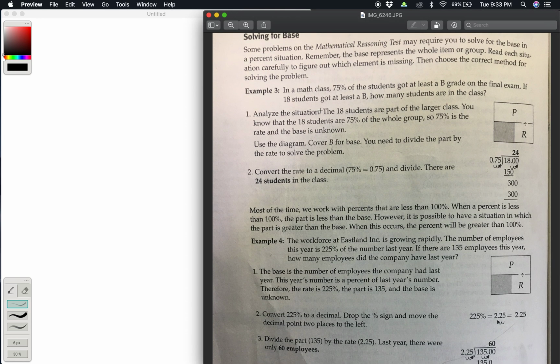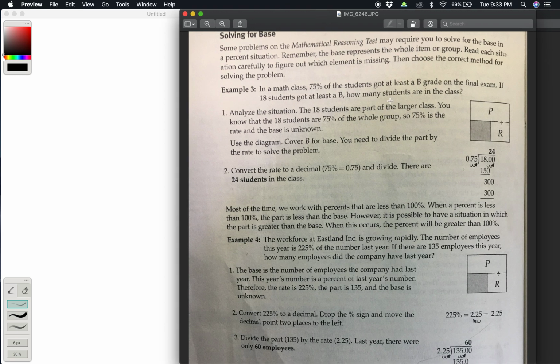Okay guys, so let's get started. You can briefly go through this here. For example, when you solve for the base, which is this shaded area here, anytime you have the part and either the rate or the base, you will divide. You'll divide the part by the base if you have the base, or by the rate if you have the rate.